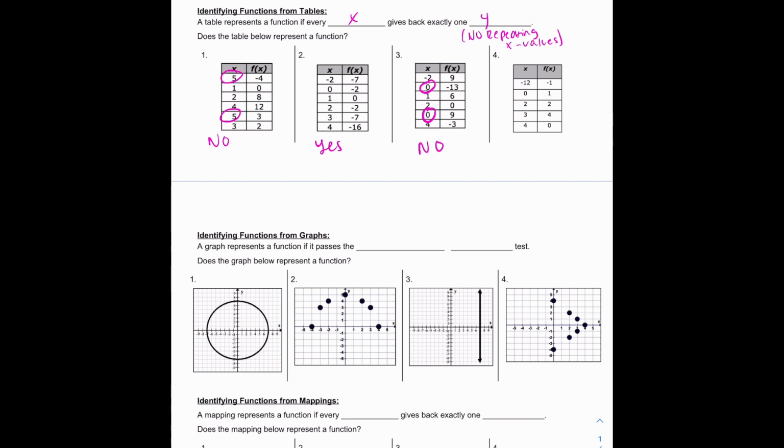And then looking at number 4, again, same thing. Does every x give back exactly one y? So are there any repeating x values? No, there are not. So yes, this is a function.